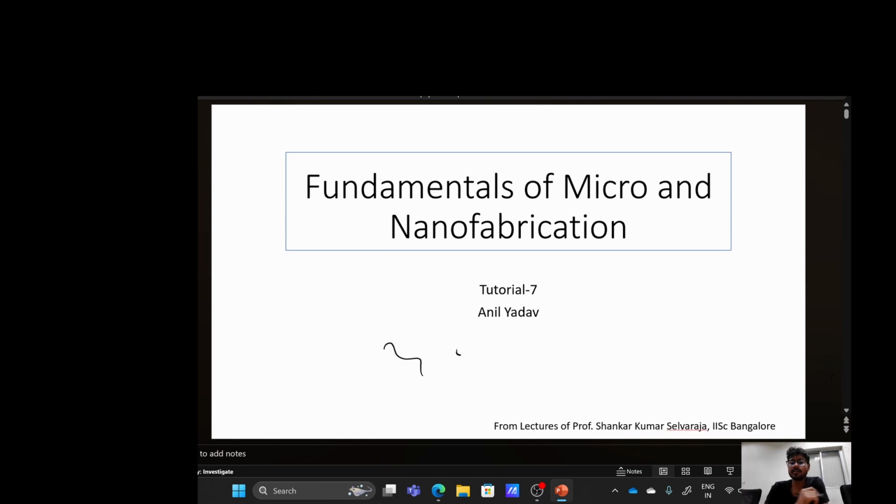I am following Professor Shankar Kumar Selvaraj's lectures for this tutorial. So, today we will see lithography. What is the photoresist and how can we transfer the pattern on a substrate, and all these things we will see. We will study some parts of the photoresist today, mainly about the photoresist. Okay, let us see.